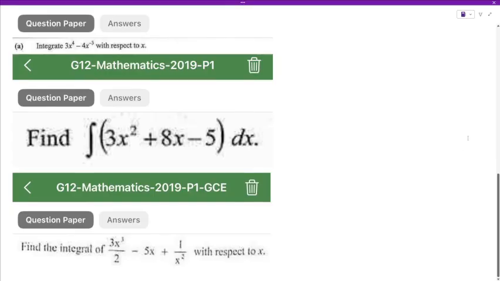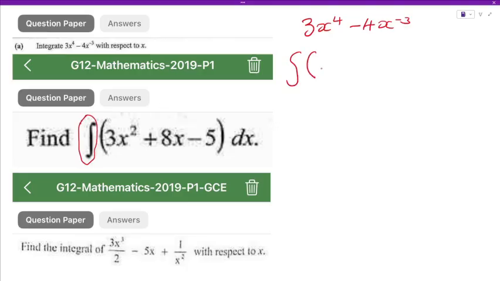So the question says integrate 3x to the power 4 minus 4x to the power negative 3. So the first thing you do here is you plug in the integral symbol, the one that looks like an S, this symbol right there. And then you're going to open the brackets, and then you're going to say 3x to the power 4. Remember, every time we're differentiating, we're subtracting 1 from the power. When you're integrating, you add a 1.